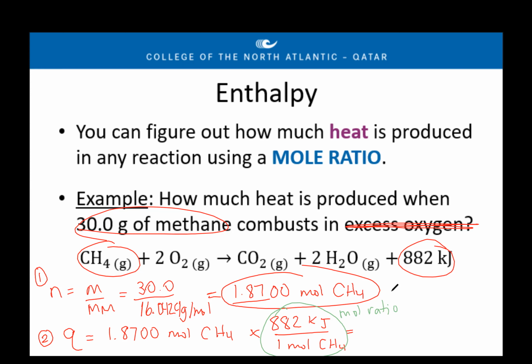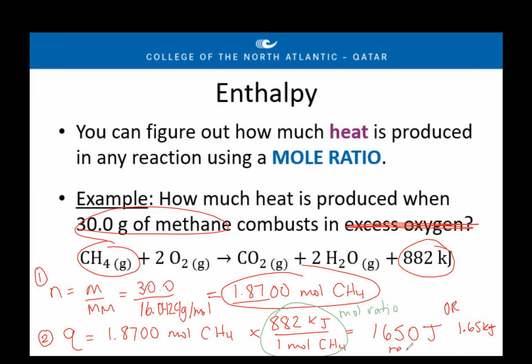Okay, and I will get 1,650 joules. You could write it as kilojoules, but that's fine. I could say it would be 1.65 kilojoules. Whatever. Now, here's the key.